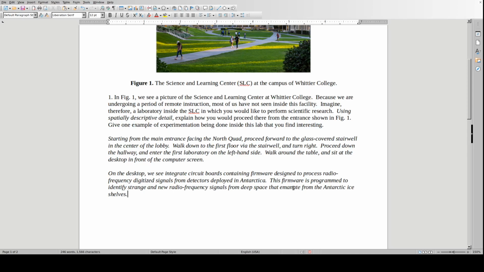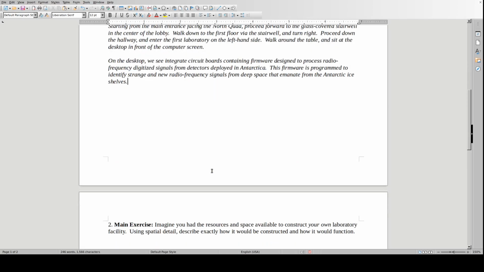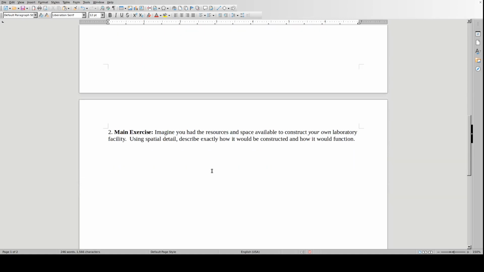And so what I want you to do is use your imagination. Since we have to be remote, use your imagination and picture the lab inside, and then proceed there with your writing, and then tell me what kind of research is going on inside that lab. And so I want you to answer this question. In addition, the main exercise is now in question 2.